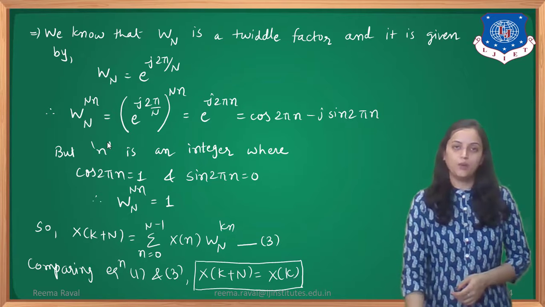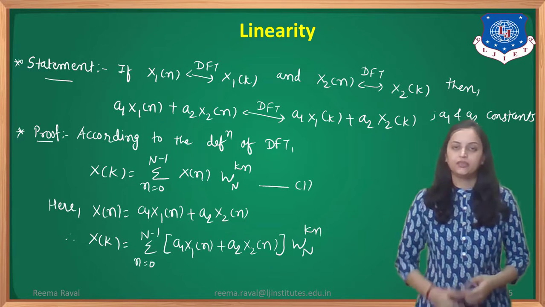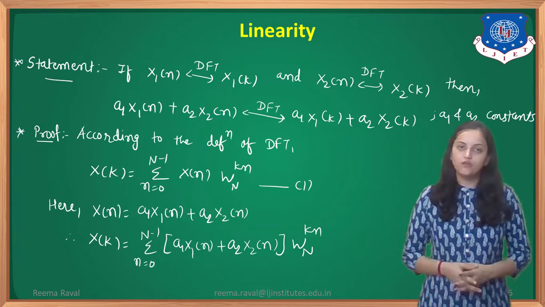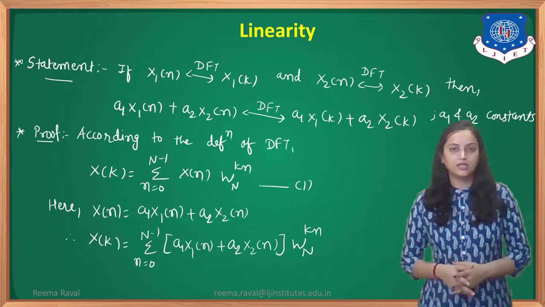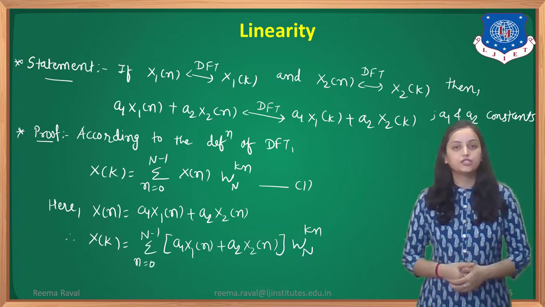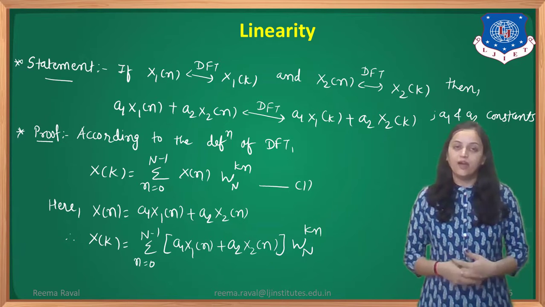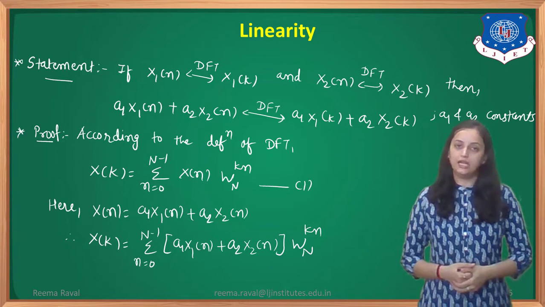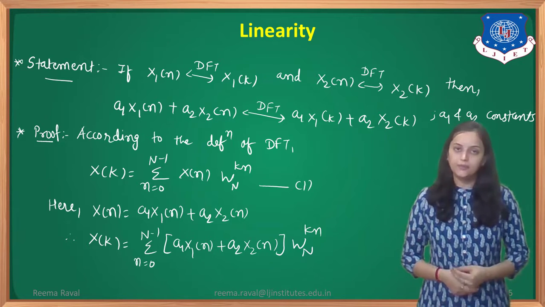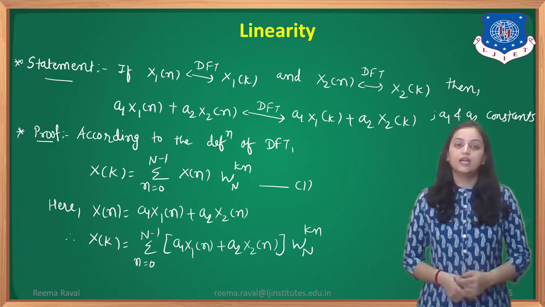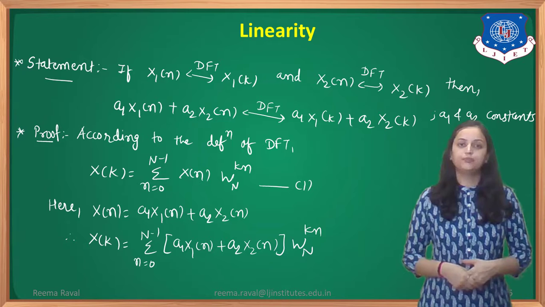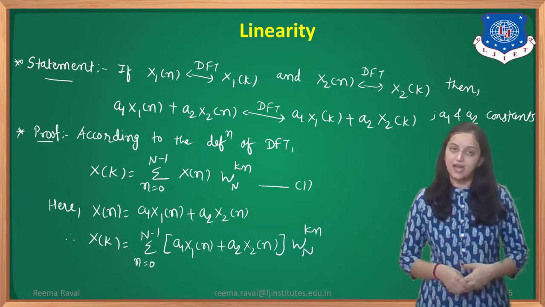Now let's move to the next property, which is the linearity property. Linearity property is very simple. It states that if x1 of n's DFT is X1 of k and x2 of n's DFT is X2 of k, then if I take a1 x1 of n plus a2 x2 of n, this entire term's DFT will be a1 X1 of k plus a2 X2 of k. Here a1 and a2 are constants. This property is very similar to the property of linearity which we have seen in the Z transform.